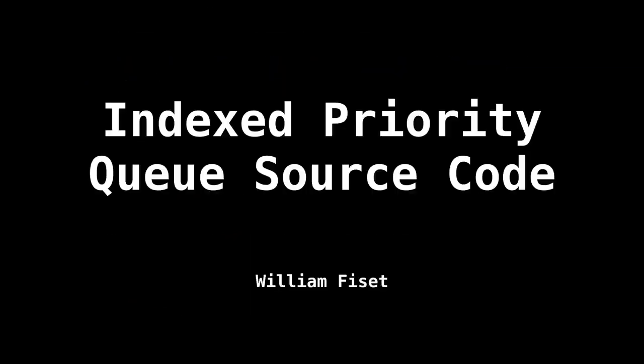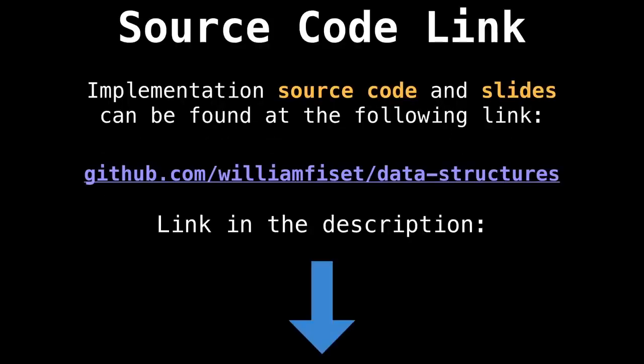Today we're going to look at some source code for an indexed priority queue. So just before we get started, make sure you watch my video on the indexed priority queue, where I go over the implementation details and why an indexed priority queue is an important data structure. All the source code for this video can be found on my data structures repository at github.com/WilliamFiset/data-structures. The link can be found in the description below.